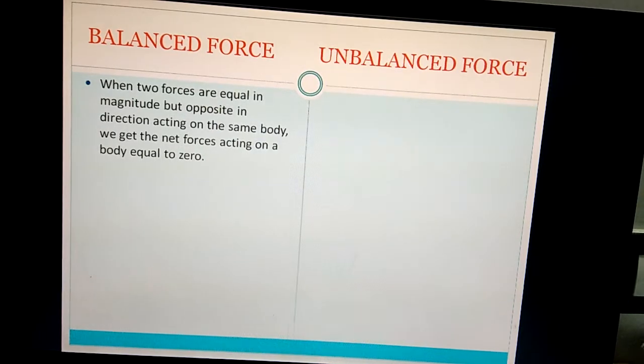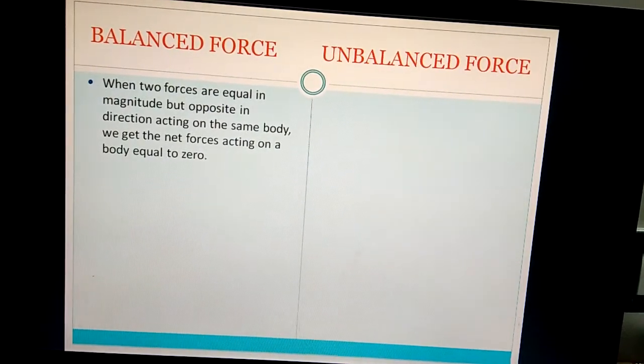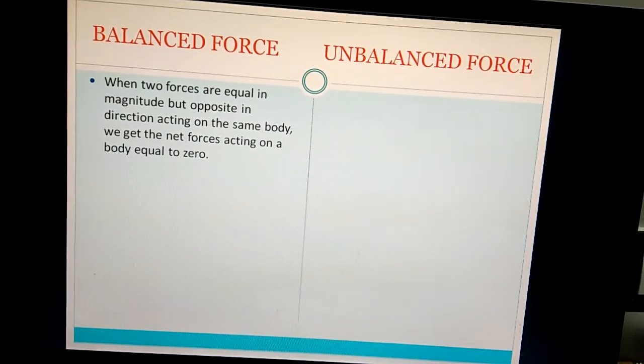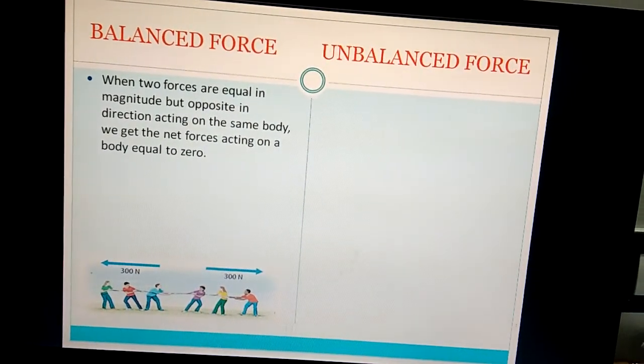When two forces are equal in magnitude but opposite in direction acting on the same body, we get the net force acting on the body equal to zero. For example, check it out. We have an example here.